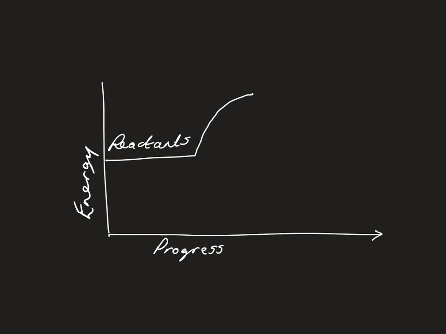And at this point here, all of the bonds have been broken, all the atoms have been broken apart. You remember that you need to put energy in to break bonds. And then you can start making new bonds. New bonds are formed, and as new bonds are formed, energy goes out. Okay, energy is released, and then you end up with your new products.